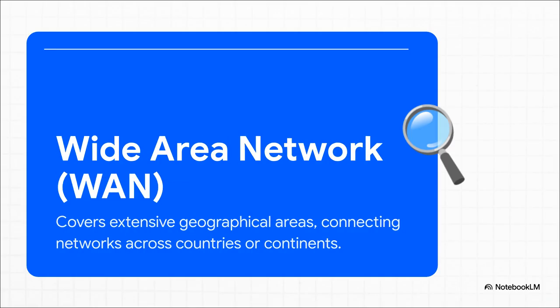And from the city, we go to, well, the whole world. This is the largest scale there is, the Wide Area Network, or WAN. A WAN doesn't just cross city lines, it crosses oceans and continents. It's really the ultimate network of networks, kind of like the global glue that holds everything else together.